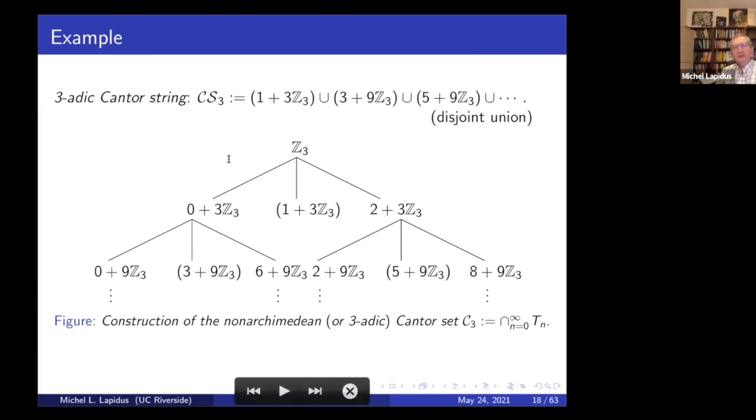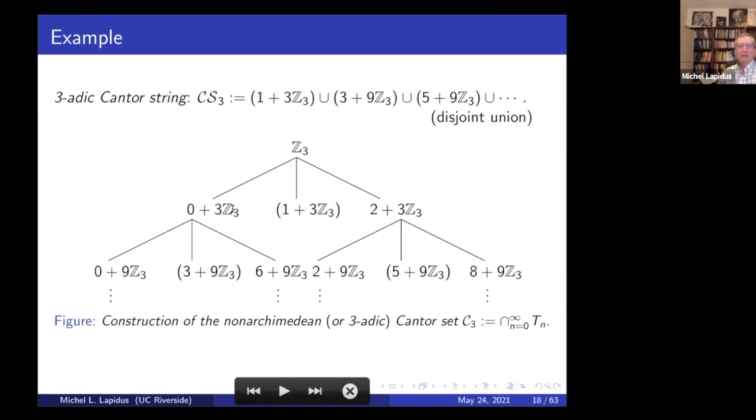Now the Cantor string is the union of all the deleted middle intervals. These are triadic intervals. At the first stage of the construction, we are deleting this one to construct the triadic Cantor set, but for the Cantor string, we are keeping it. We are keeping this one. So this is this first one here.